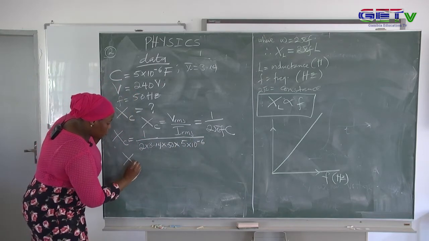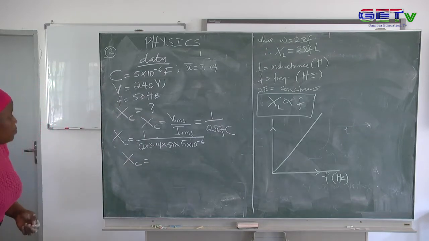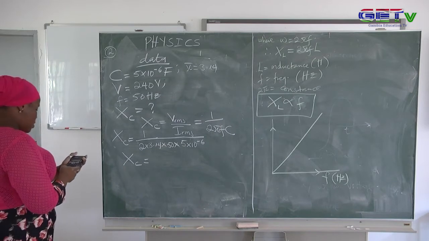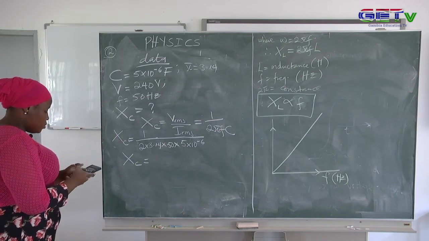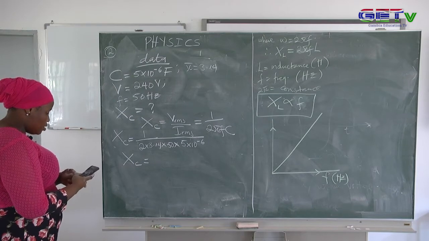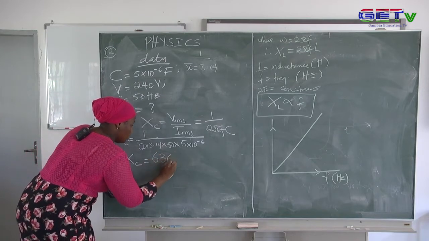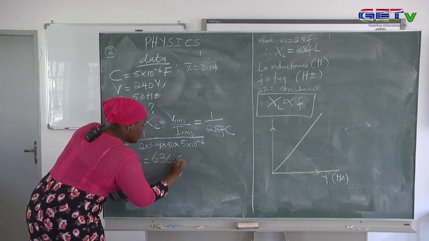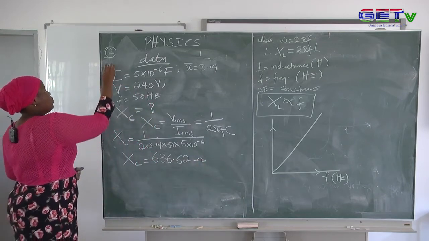So XC will be, can we punch our calculators together? That should be 1 divided by 2 pi times 50 times 5 times exponent minus 6. And that's giving us 636.62 ohms. That's the first one.